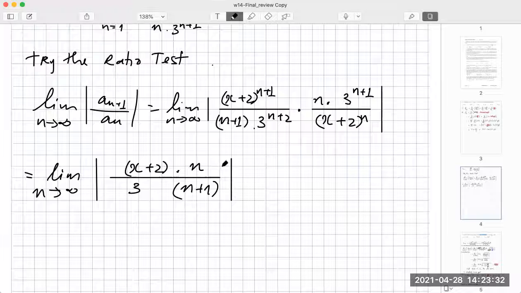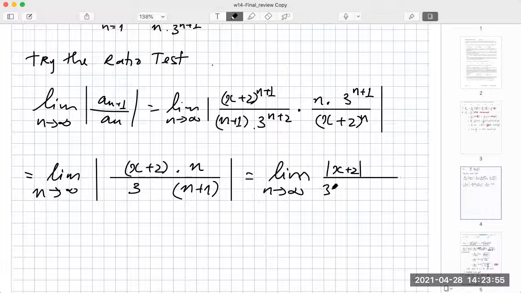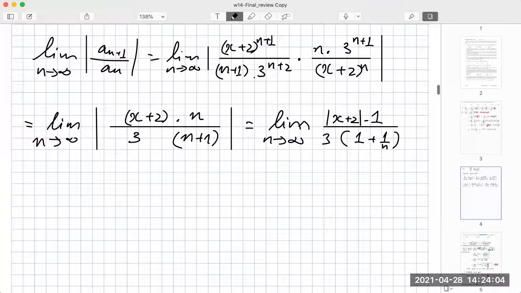So when n goes to infinity, let us divide both numerator and denominator by n, right? It will be 3 times 1 plus 1 over n here. In other words, this limit becomes x plus 2 divided by 3.